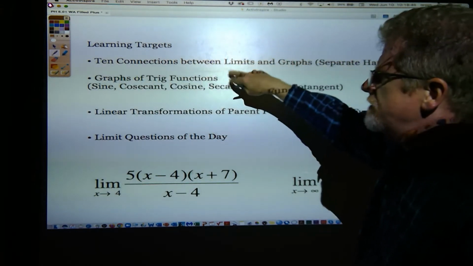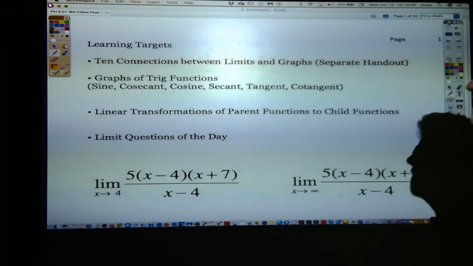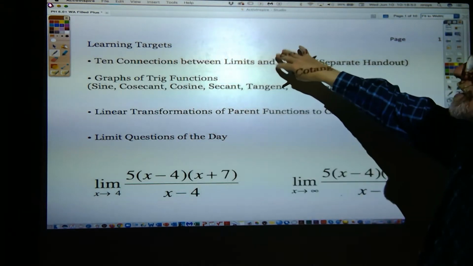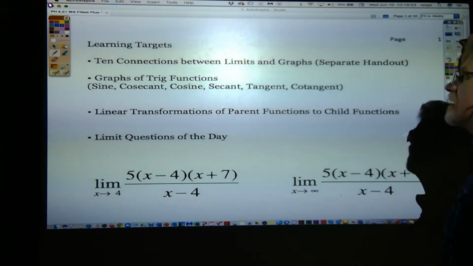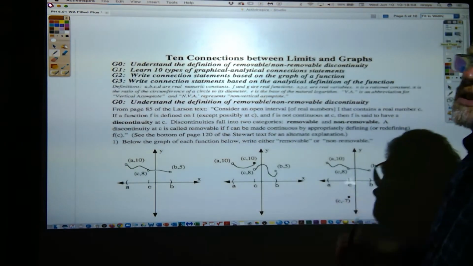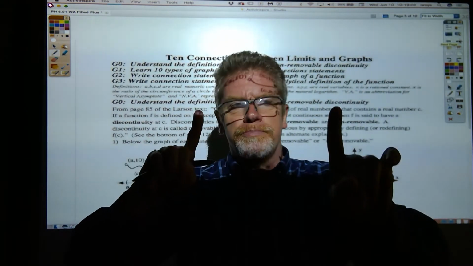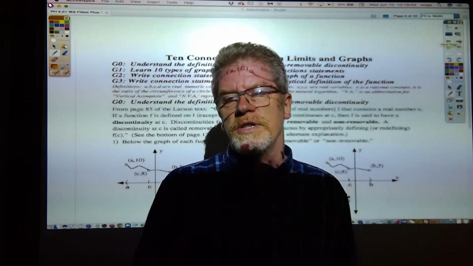Then we're going to look at the graphs of the trig functions, linear transformations of parent and child functions, and we'll do some limit questions today. But first, let's go to 10 connections between limits and graphs. If you don't have that right in front of you, I'm going to go fast through this lesson, so be ready to pause for anything you need to digest, because I'm going to be talking really fast.